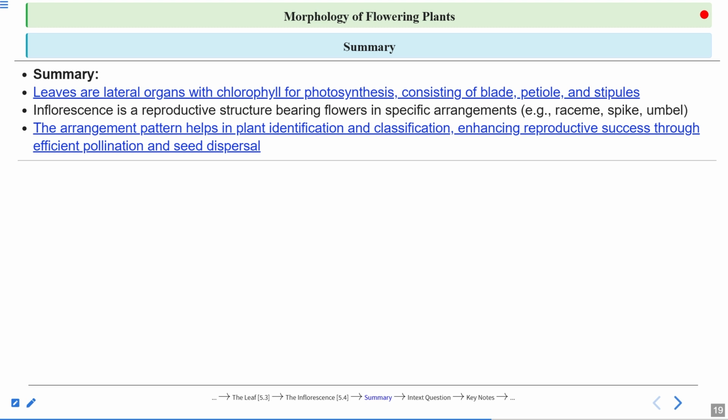Okay, so why have different types of inflorescence evolved? These have evolved depending on the need of the plant, or the environment in which they were present. Some plants are wind pollinated, some are pollinated by insects. Clear? So this enhances reproductive success through efficient pollination and seed dispersal. This is the significance of different types of inflorescence. And flowers are the reproductive structures.